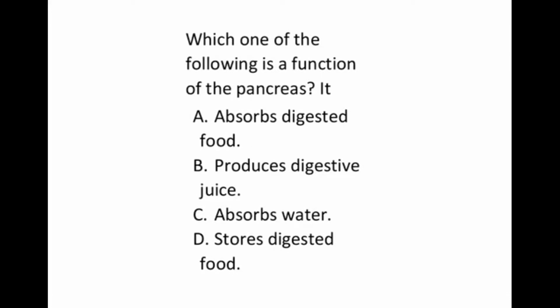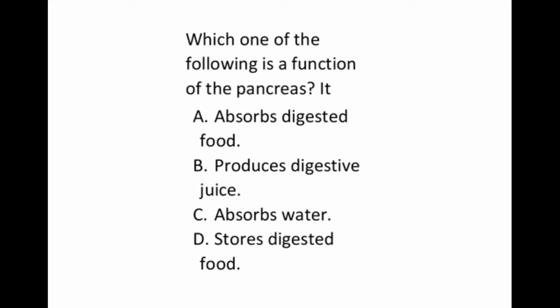Which one of the following is the function of the pancreas? So when you look at the digestive system, the digestive system is made up of several parts that include the mouth, the stomach, the esophagus, the pancreas being one of it, the liver, the duodenum, small intestine, the large intestine, the rectum, and then the anus. All that forms what you call the digestive system or the gut, or you can call it the alimentary canal.